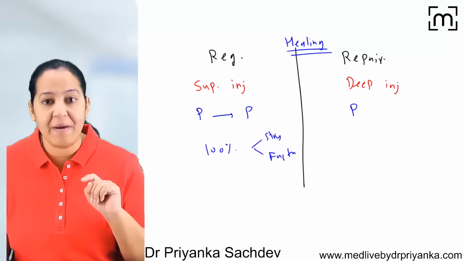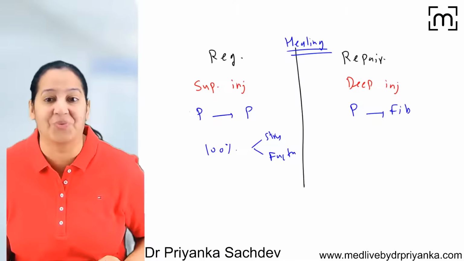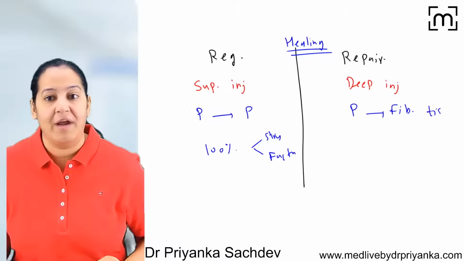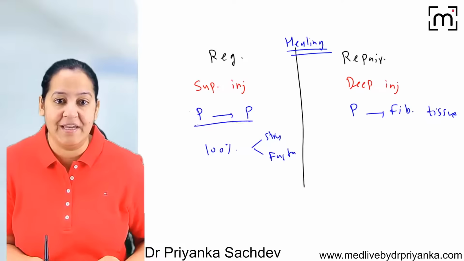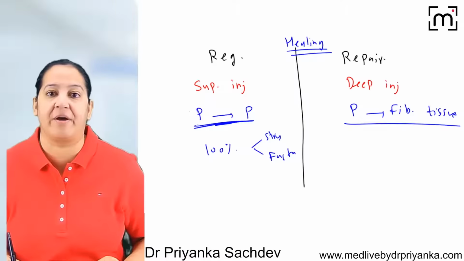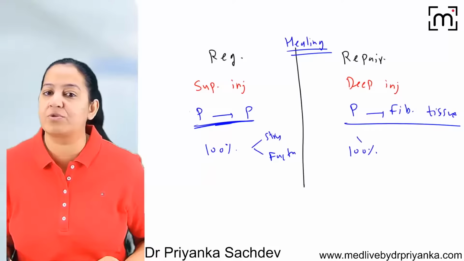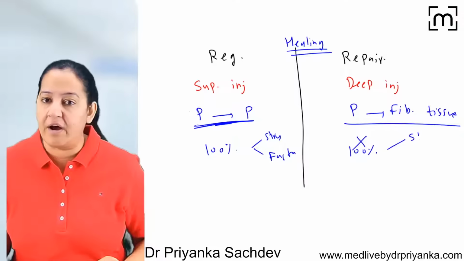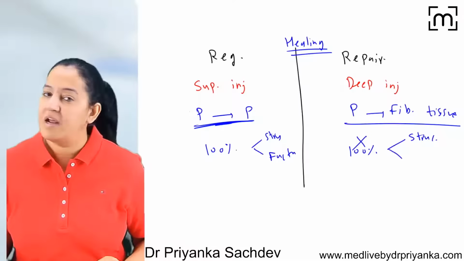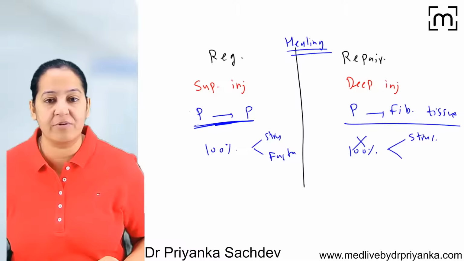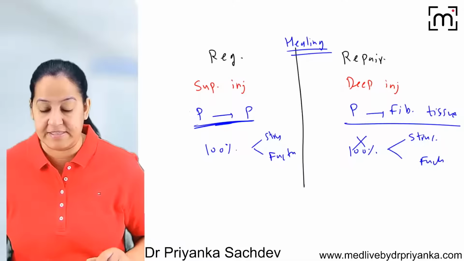And here, in repair, the lost parenchyma is replaced by fibrous tissue. It is not replaced by the same parenchyma. See, there it was replaced by the same parenchyma, here it is replaced by fibrous tissue. So here 100% restoration never occurs, neither of the normal structure nor of the normal function. It never occurs.